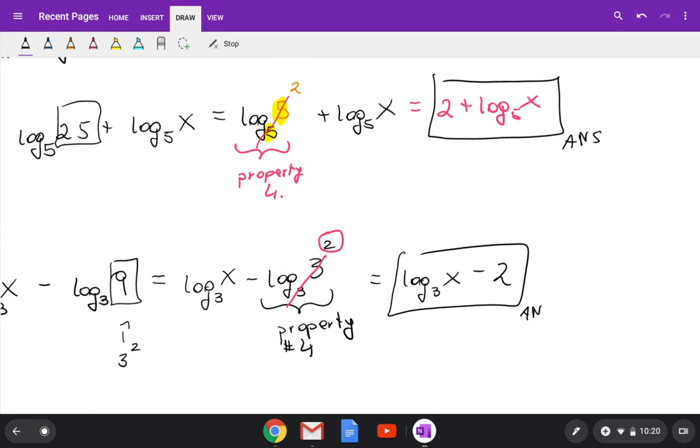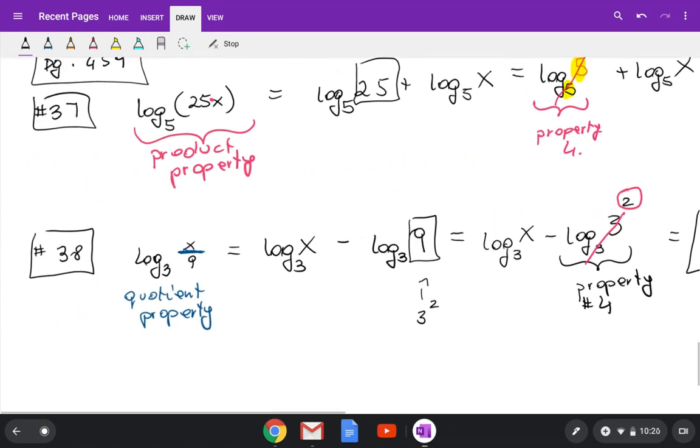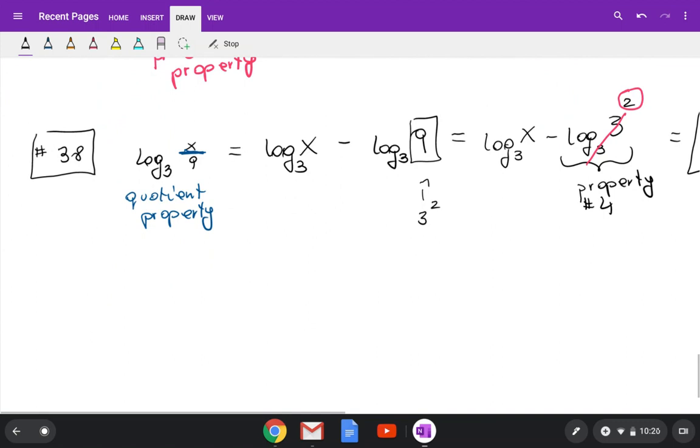So right now we're expanding. Later we're going to actually work with what we have right now as the answer and we're going to condense, rewrite as a single log. So right now we're practicing expanding. I really have a lot of examples for you guys. Okay, let's continue.